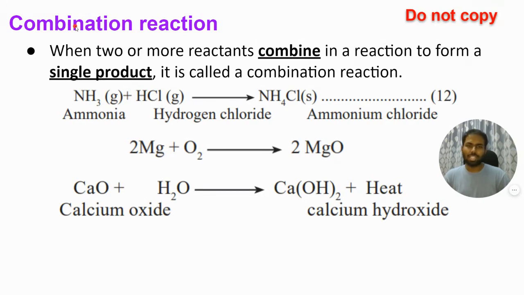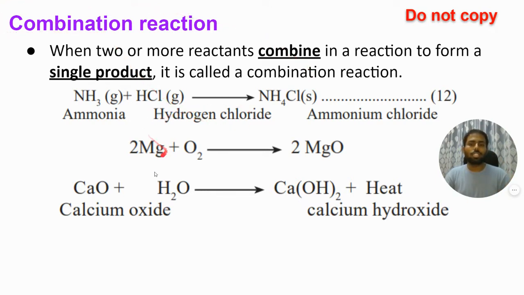Okay, what is a combination reaction? When two or more reactants, what are reactants? In any reaction, the molecules on the left side are reactants. The ones on the right side are products. So after reactants react, we get a product. Okay, so when two or more reactants combine in a reaction to form a single product, only one product is formed, then it is called a combination reaction. If two or three reactants combine and we get only one product, then it is called a combination reaction.